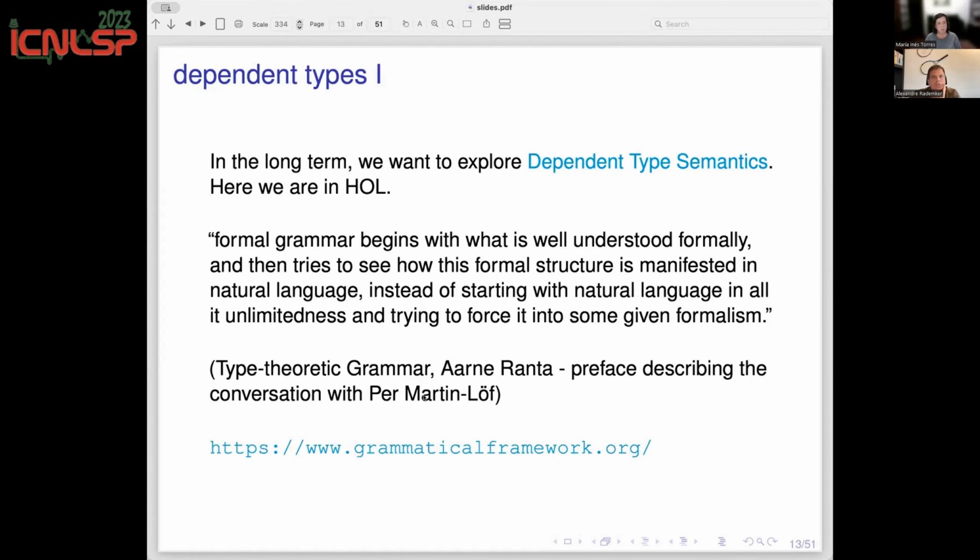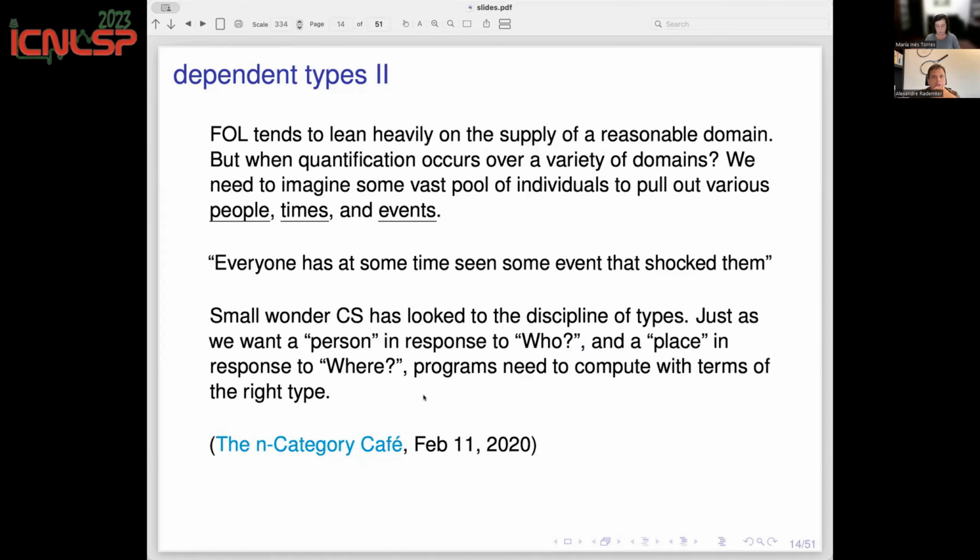In the future, we want to explore dependent types. There are many reasons for that, and there is some previous work. The motivation goes back to the thesis from Aarne Ranta on why dependent types could be a more expressive and adequate language to deal with the semantics of natural language. This is also related to the problems that we have with first order logic, but also to the lessons that we learned from applying the discipline of types in computer science.